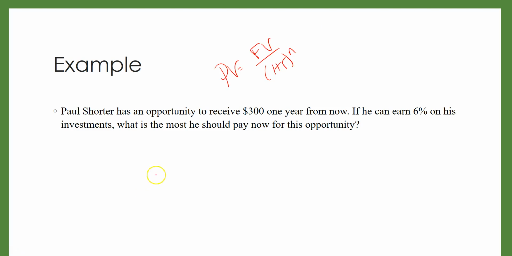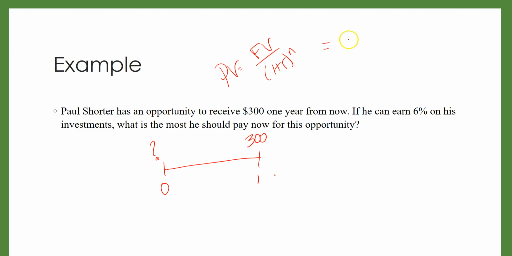So if we put this on a timeline, we would see that Paul is willing to pay some amount today. We need to determine what it's worth to receive $300 in 1 year. So this 300 should be a positive number because at the end of 1 year, he is going to have $300 to do with as he pleases. It's money going into his pocket at that point. So we need to decide what is the most that he should pay for this if he earns 6% on his investments.